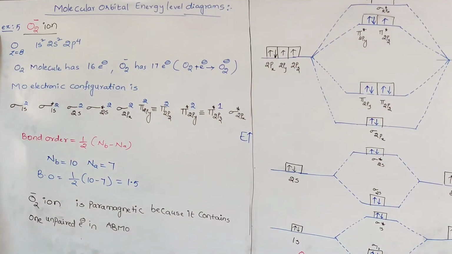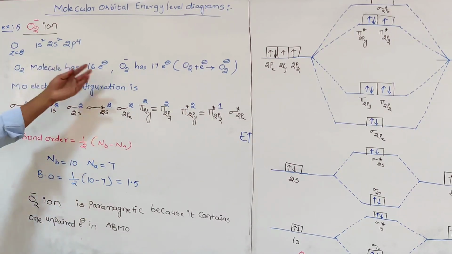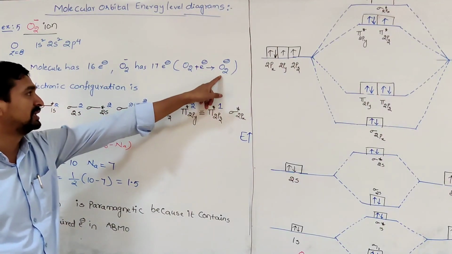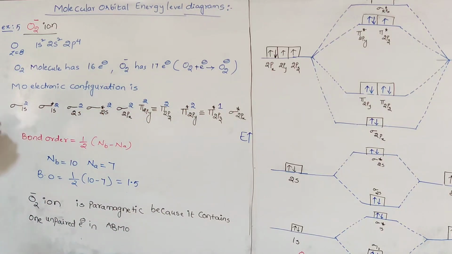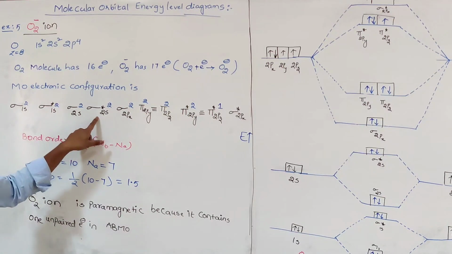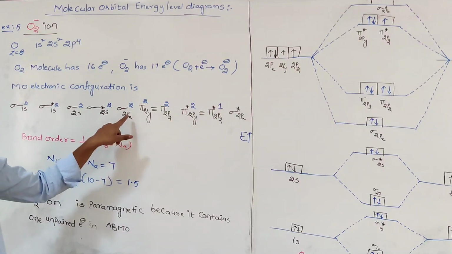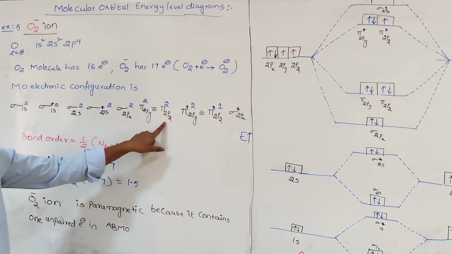Another example is the O2 minus ion. It is also a combination of two oxygen atoms, but with the addition of one more electron. O2 molecules generally have 16 electrons. By adding one electron, it becomes O2 minus. So O2 minus has 17 electrons. The molecular orbital electronic configuration for 17 electrons is sigma 1s2, sigma star 1s2, sigma 2s2, sigma star 2s2, sigma 2px2, pi 2py2, pi 2pz2.